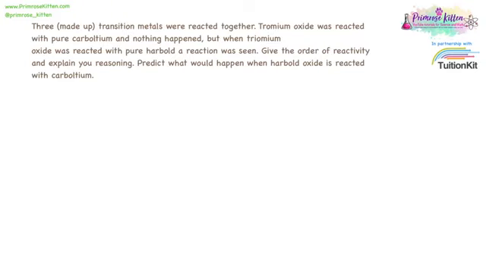3 made-up transition metals were reacted together. Chromium oxide was reacted with pure cobalt and nothing happened. But when chromium oxide was reacted with pure hard-boiled, a reaction was seen. Give the order of reactivity and explain your reasoning. Predict what would happen when hard-boiled oxide is reacted with cobalt.